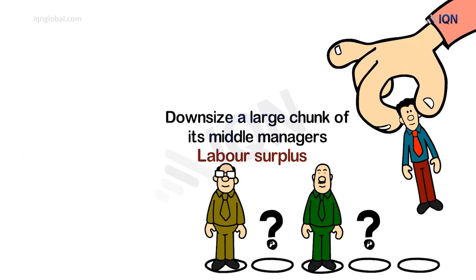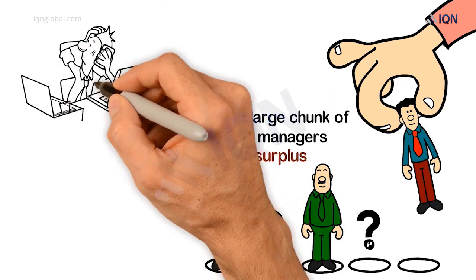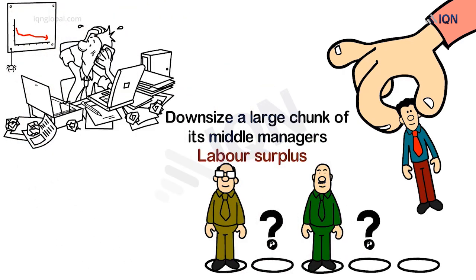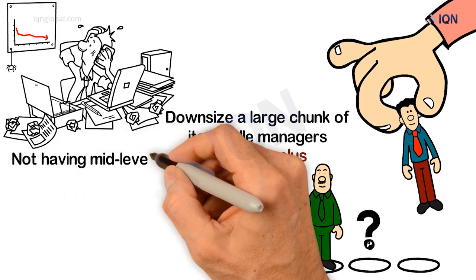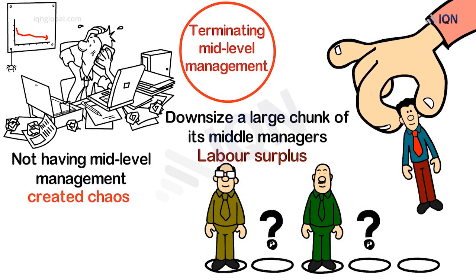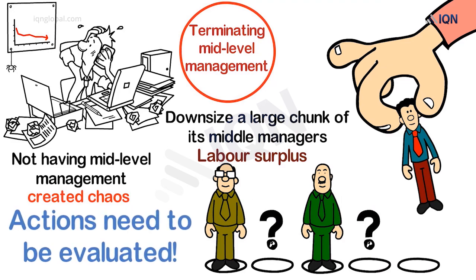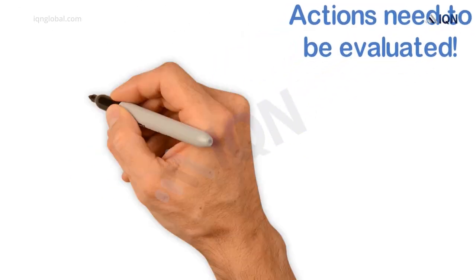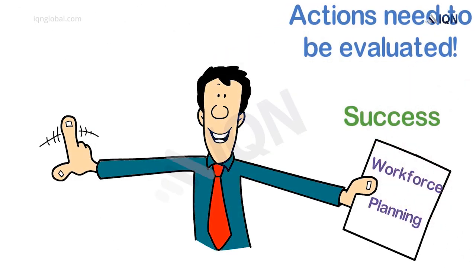It may later realize that the economic logic of downsizing came at a cost. The organization has realized that not having mid-level management has created chaos within its environment. The organization has assessed that its decision to terminate mid-level management was not a good action. So once an action has been implemented, it needs to be evaluated so that any success of the workforce planning can be repeated and any failures of the process can be avoided in the future.